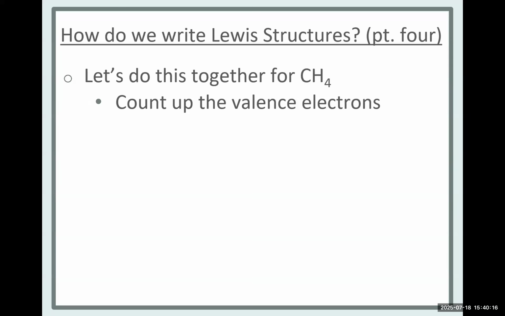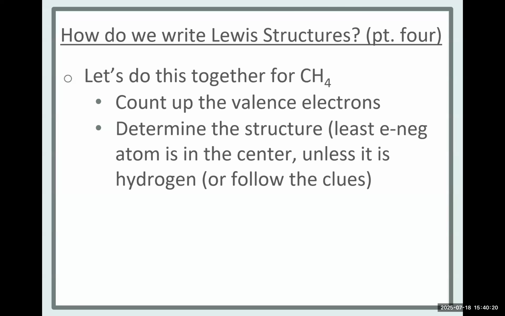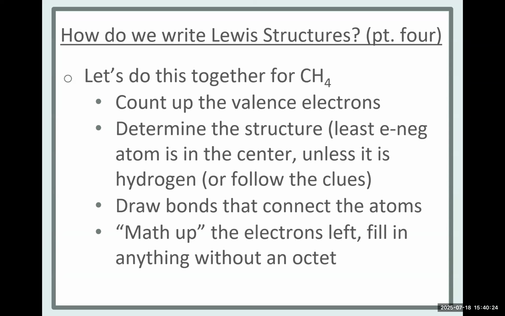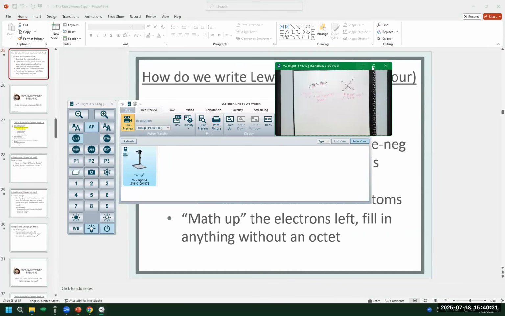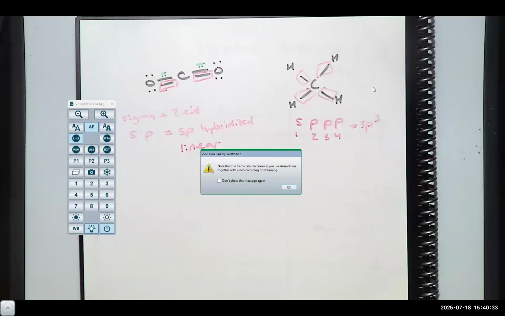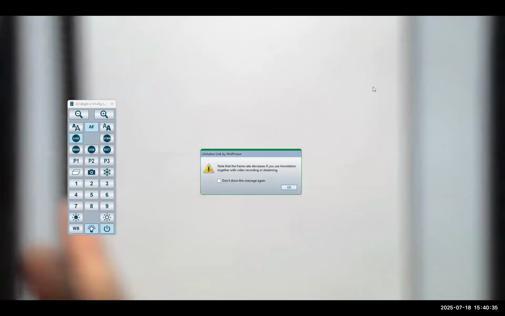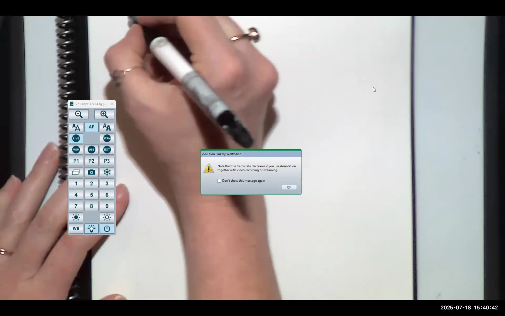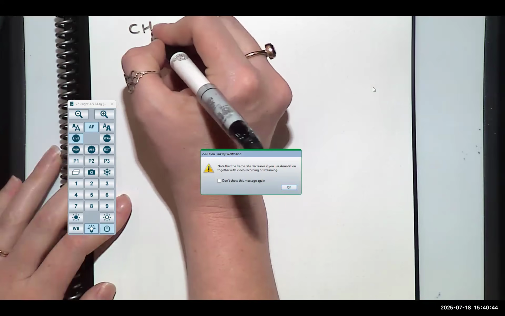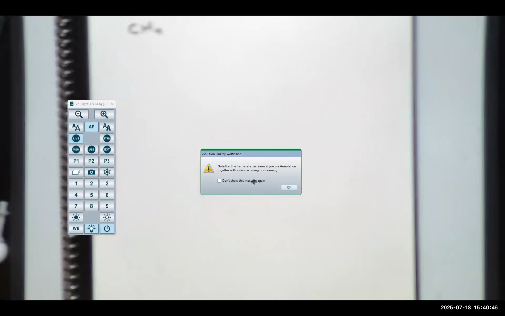So let's try to do this for CH4. We're going to follow these steps. We're going to count up the valence electrons. We're going to determine the structure. Then we're going to draw bonds that connect the atoms, and then we'll math up the electrons to figure out what's left and if we need to add any. We'll do that over here on the overhead, or overhead is what we used to call it back in my day, the document camera, also sometimes called the visualizer. So we're going through this for CH4.